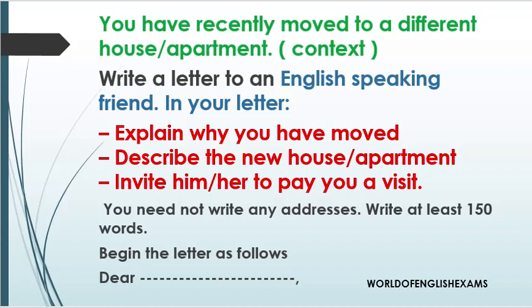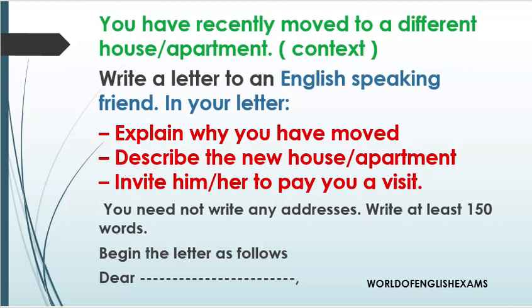Now, what are the 3 bullet points? Explain why you have moved. So the reason why you have shifted there. Describe the new house or apartment. So you have to give a brief description of what the house is like. Then invite him or her to pay you a visit. So obviously, since you're writing that you have moved to a different apartment, you're inviting your friend to come over and have a visit.